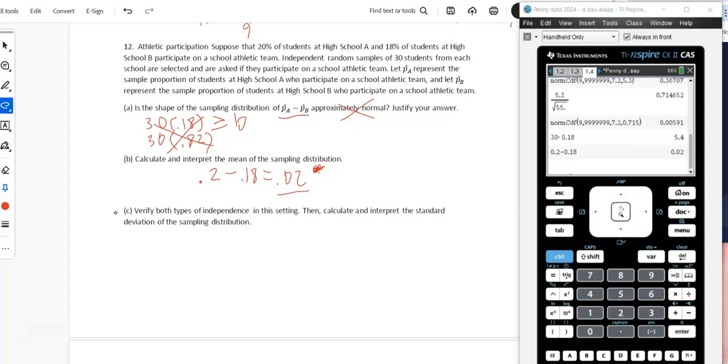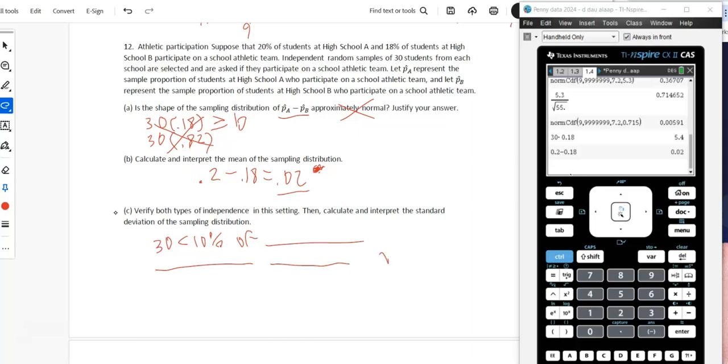So we want to do the test. This is percentages, so the less than 10% condition. So 30 is less than 10% of all students at high school A. This should prove independence. That's fair. And then you repeat it for all students at high school B. Right? You're just saying the same thing over again. Then calculate and interpret the standard deviation.